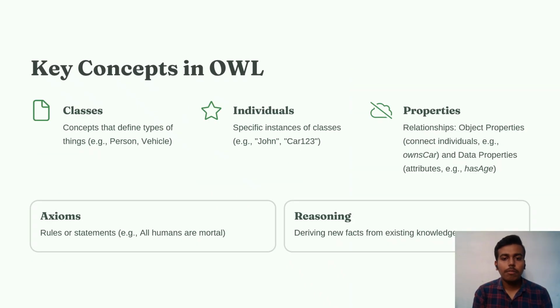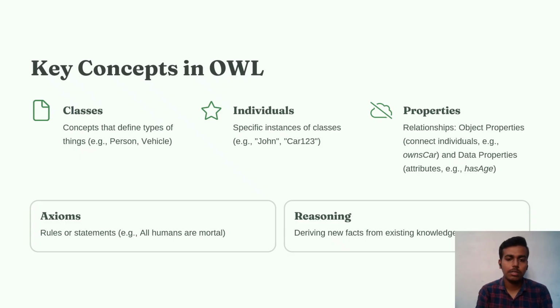Now let's dive into the building blocks of OWL. First, classes. Think of these as categories or concepts. For example, person, vehicles, animals. Second, individuals. These are actual instances. John is an individual of the class person. Car 123 is an individual of class vehicle.